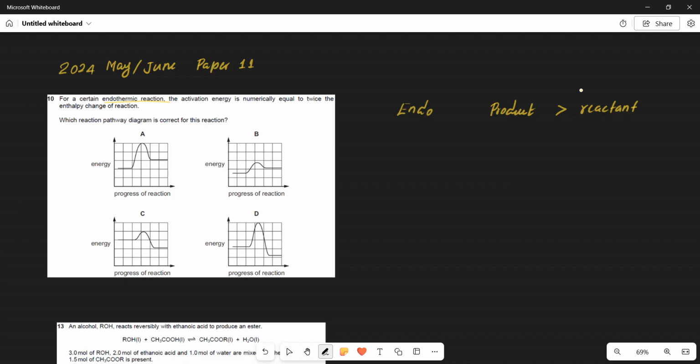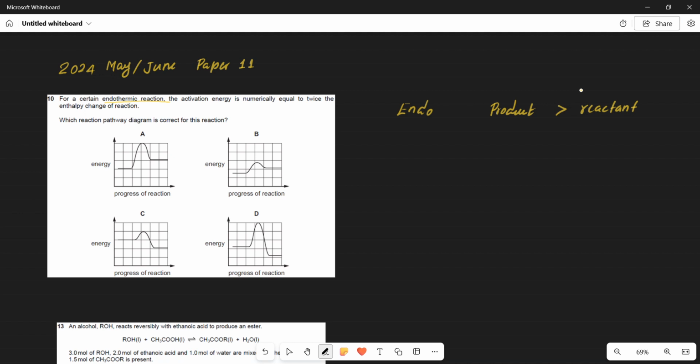So let us look at in which cases the product has greater energy than the reactant. It's only A and B, not C and D. So here I'm just going to eliminate the choices C and D. I'm not going to use them. I'm going to consider only A and B.